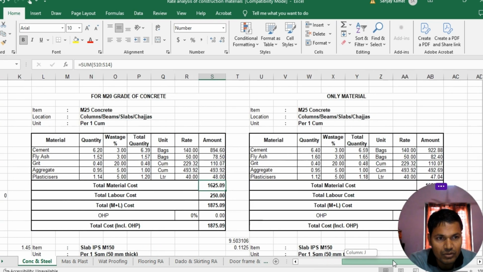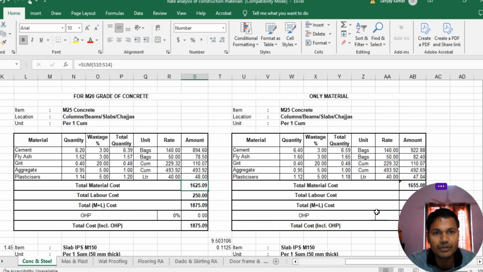Now we come again to only the material. This time we will do the calculation only for the material. This time we are taking which grade of concrete? M25 grade of concrete, as you can see here, and the location. This we are preparing for use in the column, beam, slab, and sajja also, per cubic.